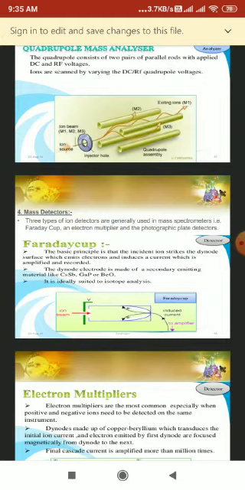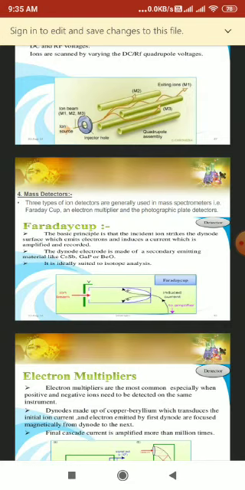Three types of ion detectors are generally used in mass spectrometers: the Faraday cup, an electron multiplier, or the photographic plate detectors. Now here we have seen the first type of detector, the Faraday cup collector. It is a simple and least sensitive detector used in mass spectrometers where extreme sensitivity is not needed. It consists of an insulated conductor directly connected to an electrometer amplifier. Its cup shape reduces the chances of escape of secondary electrons liberated by the ion impact.